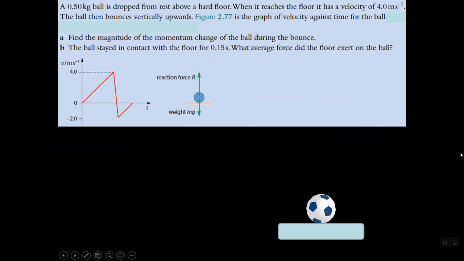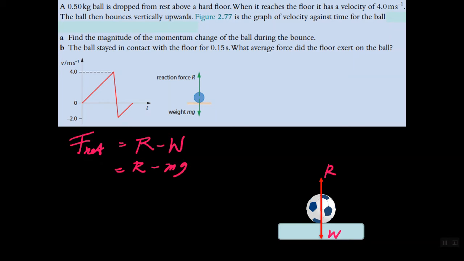B. The ball stays in contact with the floor for 0.15 seconds. What average force did the floor exert on the ball? The question is actually asking for the average force the floor exerts on the ball. So before that, we need to find the net force. The forces acting on the ball are the weight and the reaction force. So the net force equals reaction minus the weight. And weight is mg.